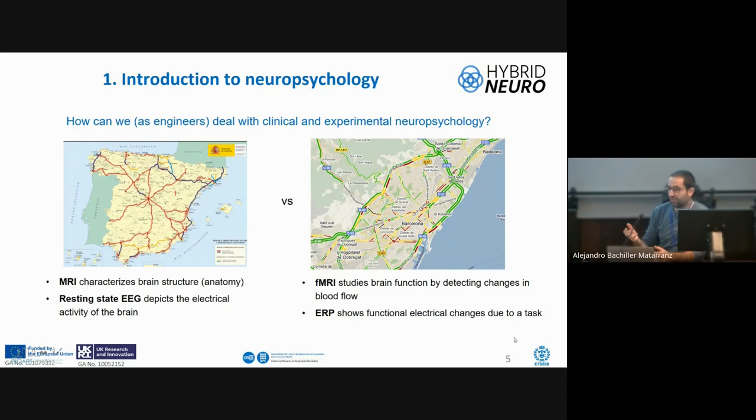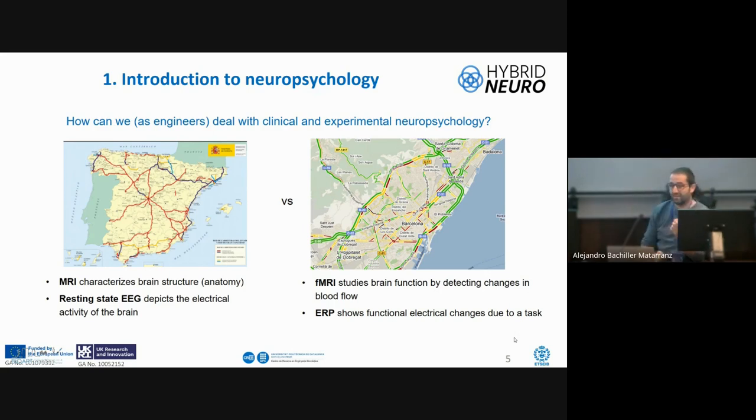We can explain the same analogy with a map of paths. So the magnetic resonance image, or in this case DTI, could give us the ways, the highways. For example, this map shows the highways in Spain. If I would like to go from Barcelona to Valladolid, that is a very good place.